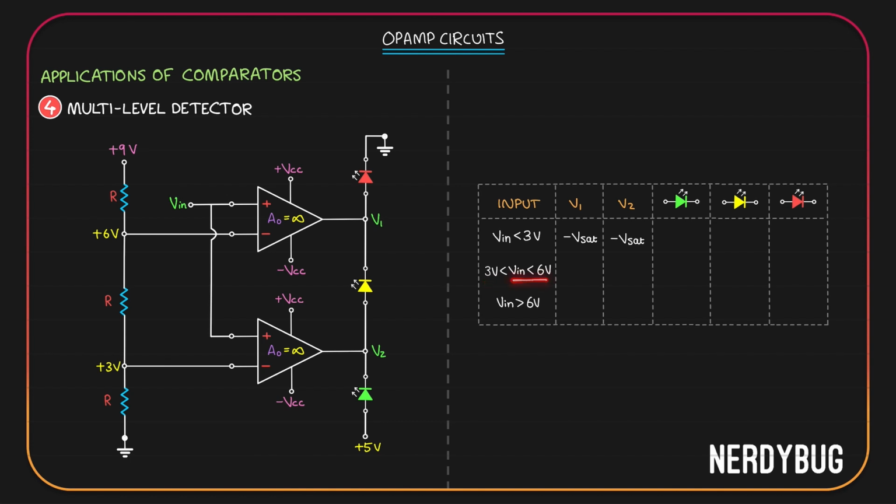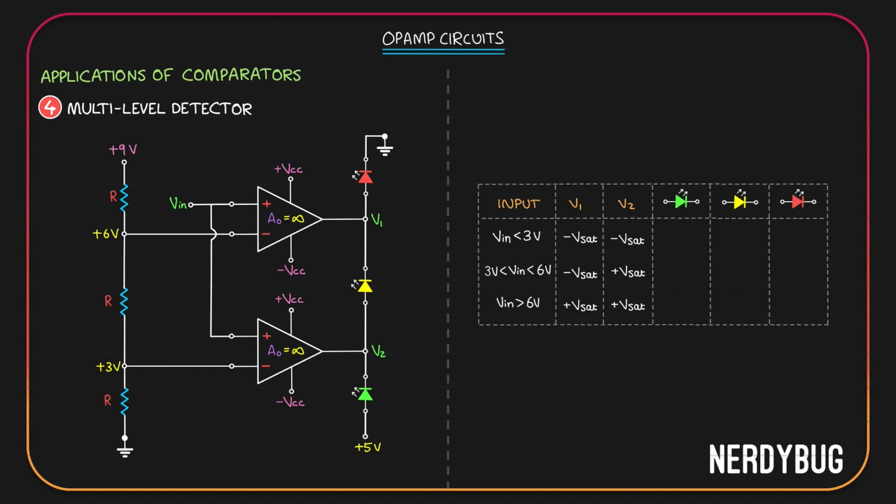In the second case, input is between 3 volt and 6 volt. Input is less than 6 volt. So for the first op-amp, output will be negative Vsat. Input is greater than 3 volt. So for the second op-amp, output will be plus Vsat. In the third case, input is greater than 6 volt, which means input is also greater than 3 volt. So output of both op-amps will be plus Vsat.